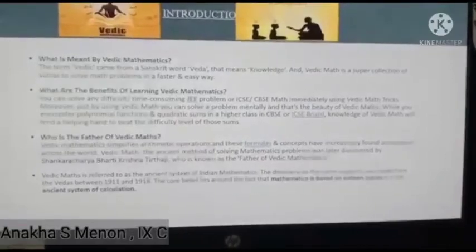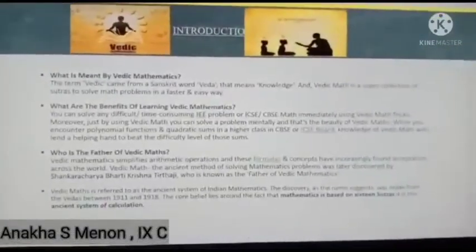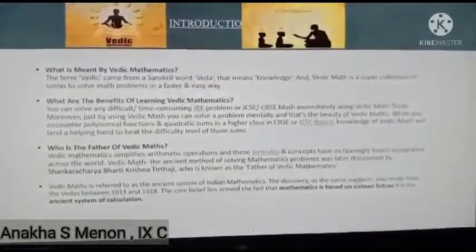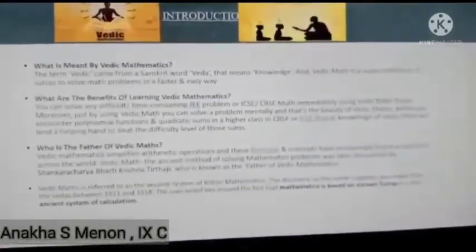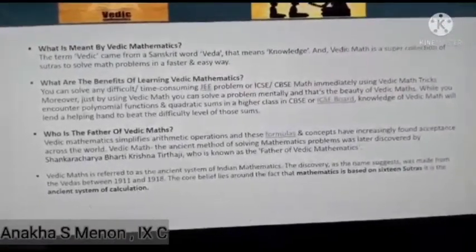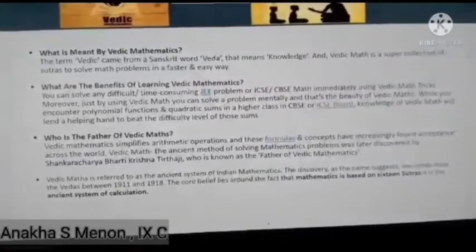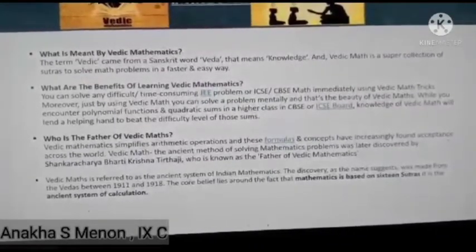Vedic maths is referred to as the ancient system of Indian mathematics. The discovery, as the name suggests, was made from the Vedas between 1911 and 1918. The core belief lies around the fact that mathematics is based on 16 sutras. It is the ancient system of calculation.